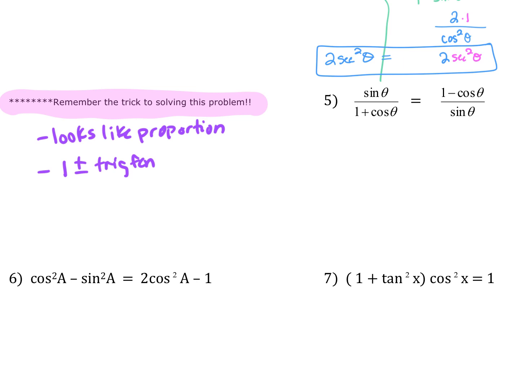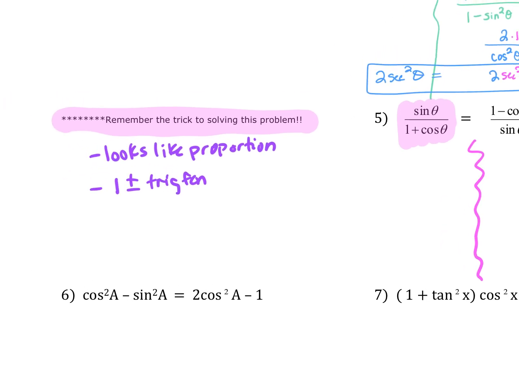And whichever side that 1 plus or minus the trig function is on in the denominator, that's the side that you're going to solve on. So in this case, we're going to simplify this side, because the 1 plus trig function is in the denominator on the left-hand side. So we're going to work with the left-hand side. So those two things to look for.